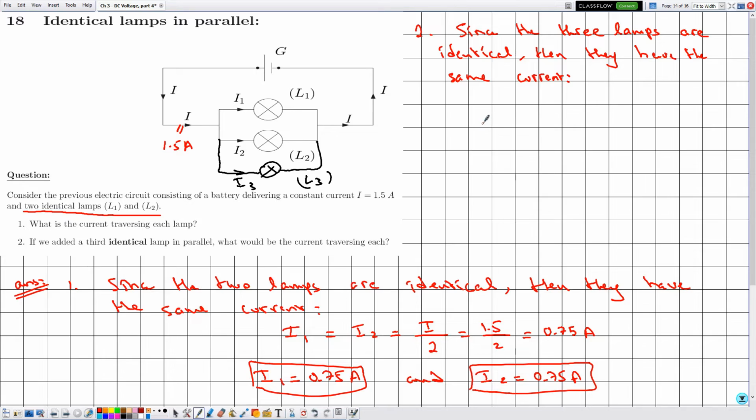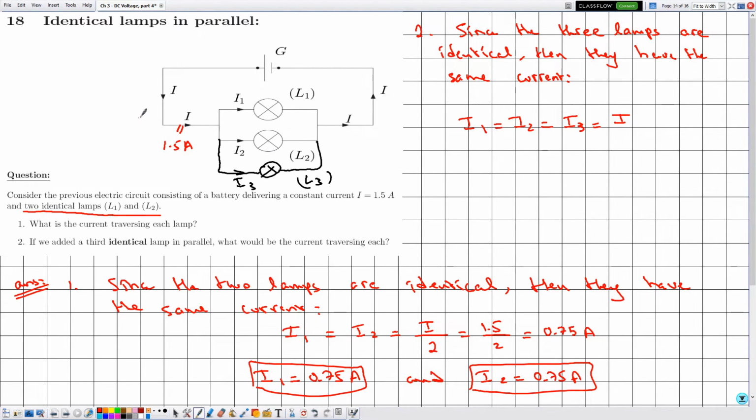So in this case, the current traversing the lamp L1 is given by I1. It's equal to the current traversing the lamp 2, which is I2, which is equal to the current traversing the lamp L3, which is I3, which is equal to the main current, which is given by I.